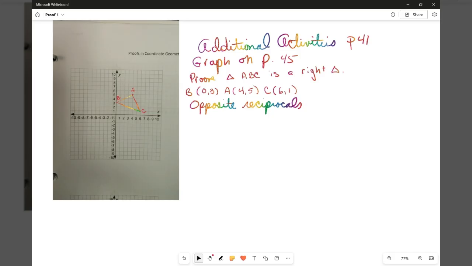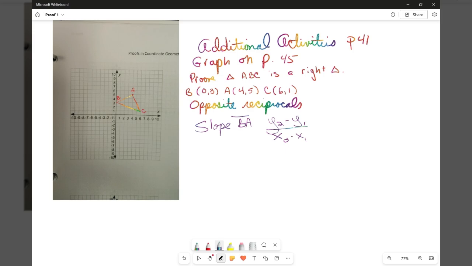So for angle A, I think that is the right angle just by eyeballing it, but I have to show it. So I have to find the slope of BA, which is the change in y over the change in x, which is y2 minus y1 over x2 minus x1.